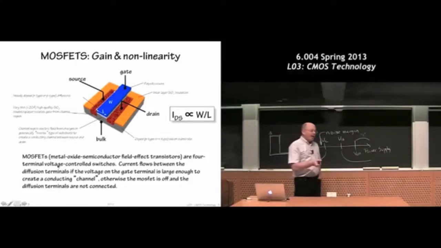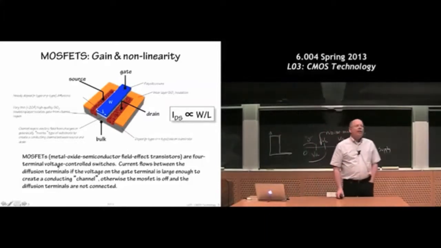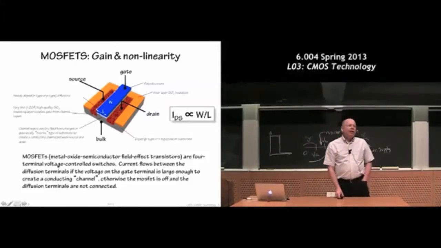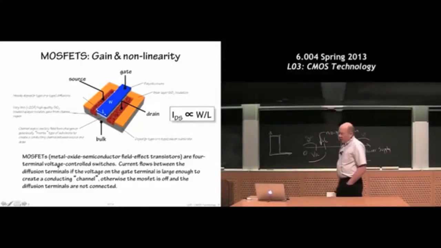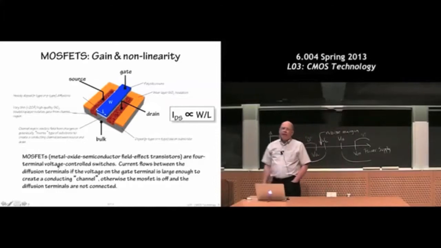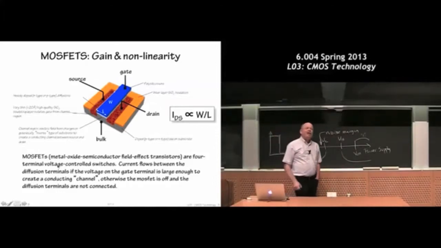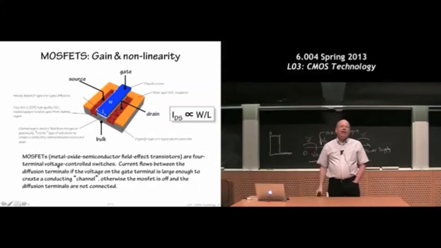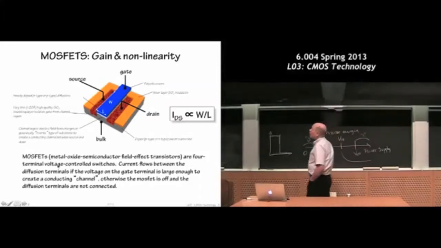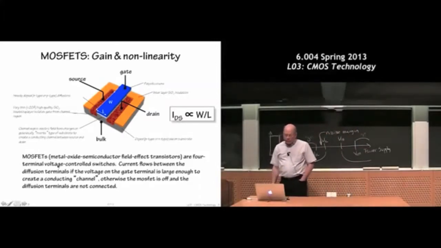The key that we're going to use to solve the problem of how to build good combinational devices is all built around this particular device. It's called a MOSFET. M-O-S-F-E-T. That's an acronym. It stands for Metal Oxide Semiconductor Field Effect Transistor. And we'll see each of those words show up in the next slide or two, and you'll get a sense of why we call it a MOSFET.